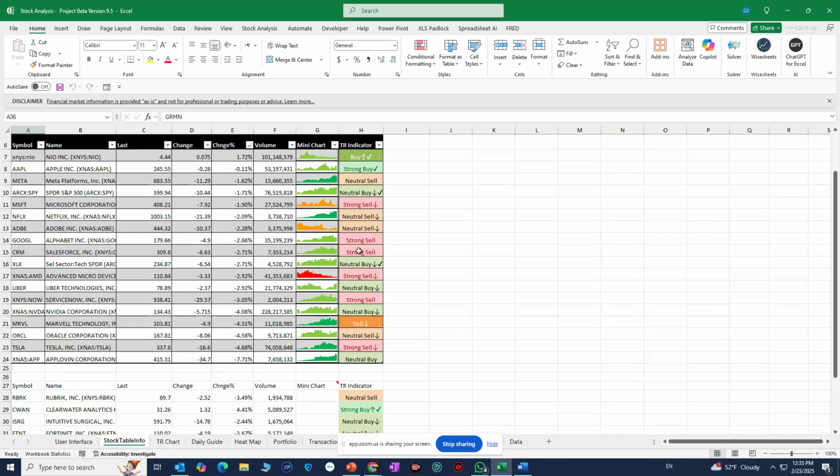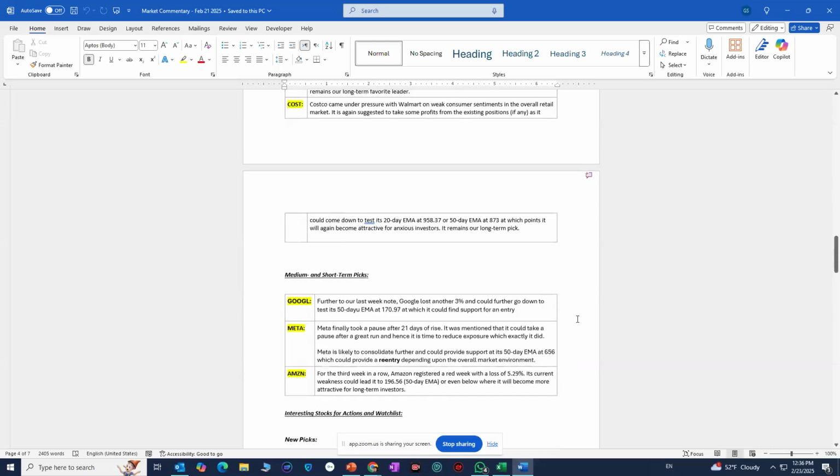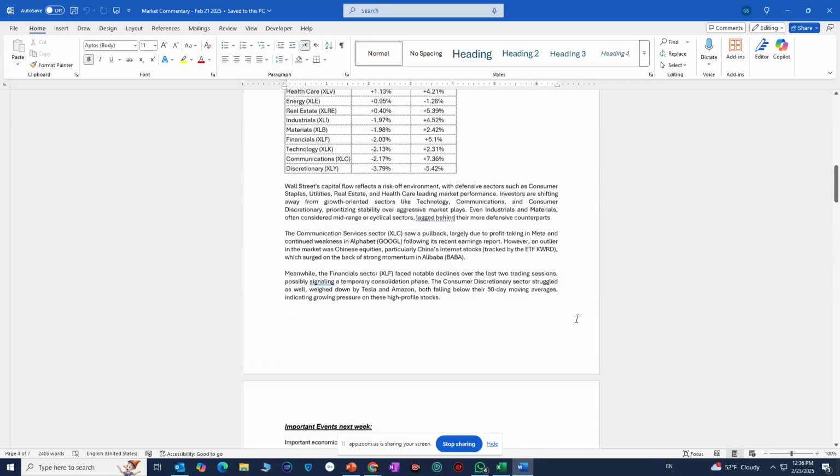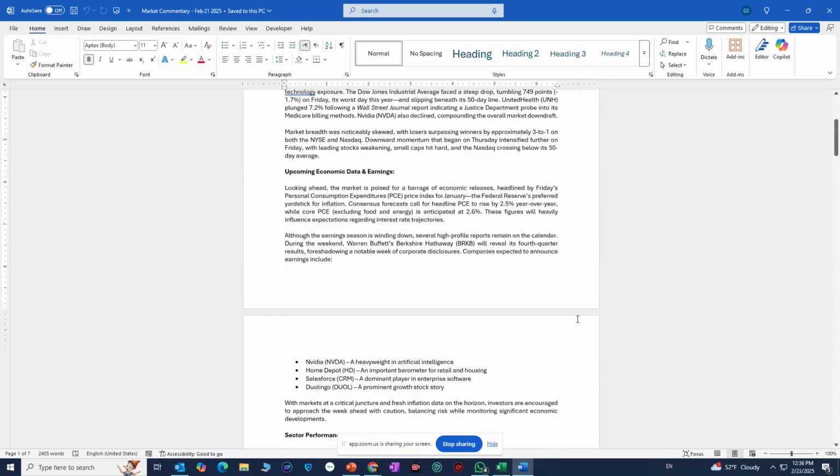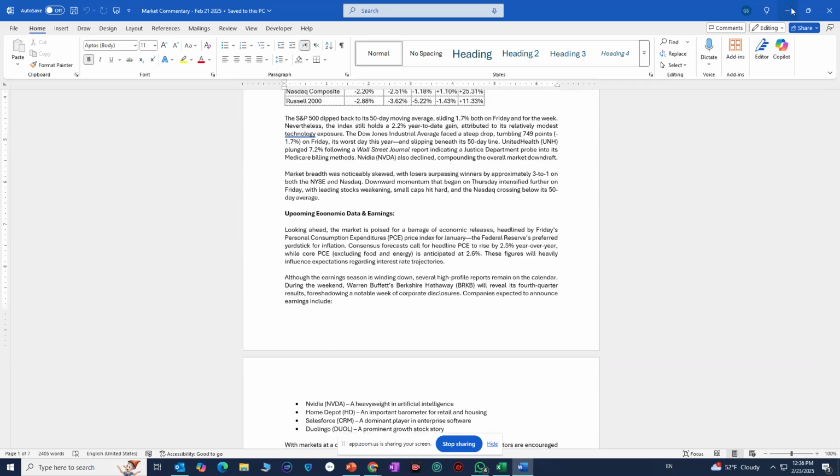You see, most of these are strong sell, like Meta, like Microsoft. Meta is neutral sell, like AMD, like CRN, Google. They have all become strong sell. Only a few of them are in the green zone, and those are also consolidating. But our analysis of the market, if you read my commentary today, it will tell you that the market has turned bearish. And not only this, we can very easily look into a 15 to 20% correction in the coming days.